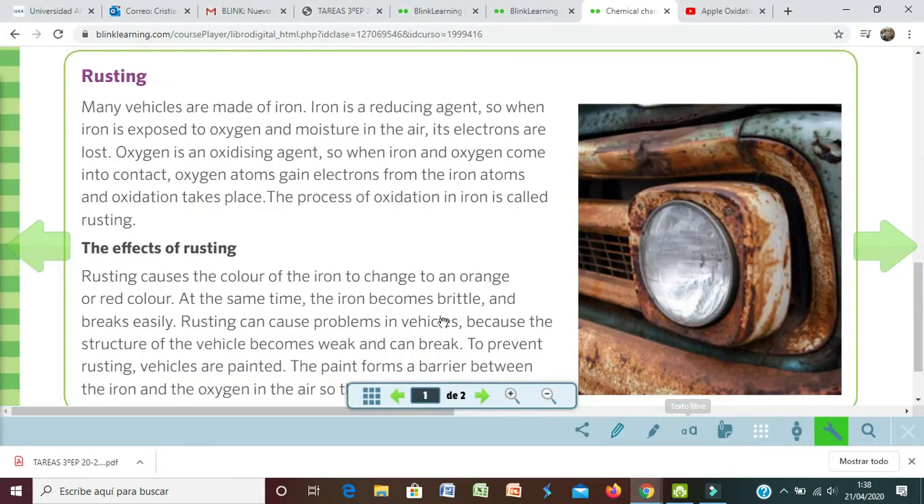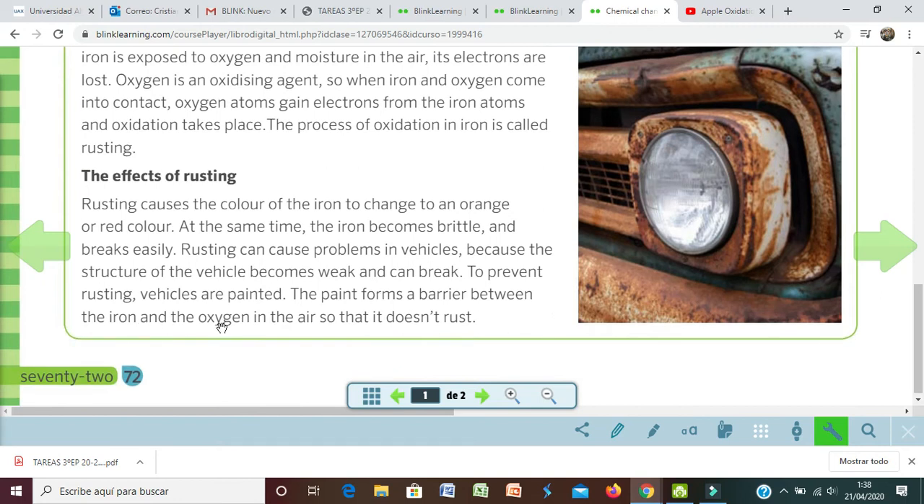Let's see the effects. Rusting causes the color of the iron to change to an orange or red color. At the same time, the iron becomes brittle, frágil, and breaks easily. Rusting can cause problems in vehicles because the structure of the vehicle becomes weak, débil, and can break. To prevent rusting, vehicles are painted. La pintura sería una capa que evita que se oxide. The paint forms a barrier between the iron and the oxygen in the air so that it doesn't rust.